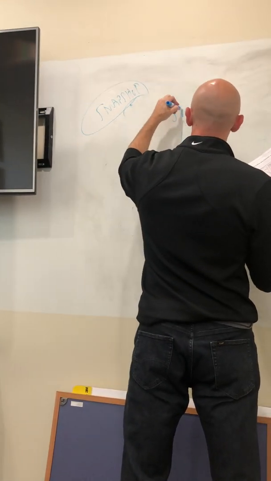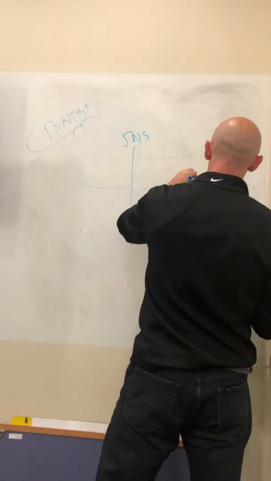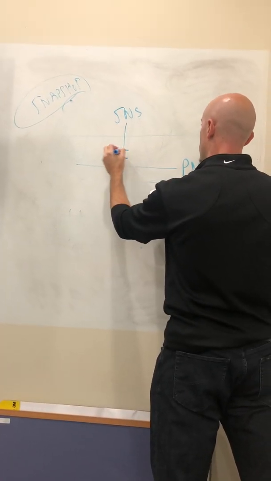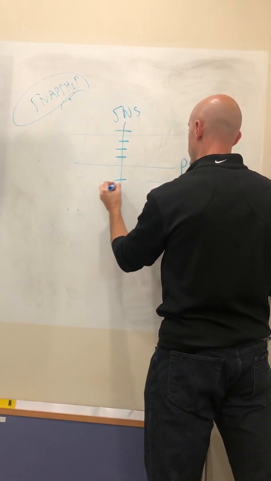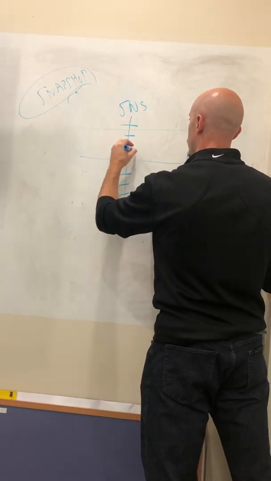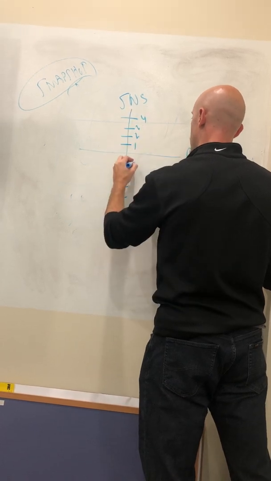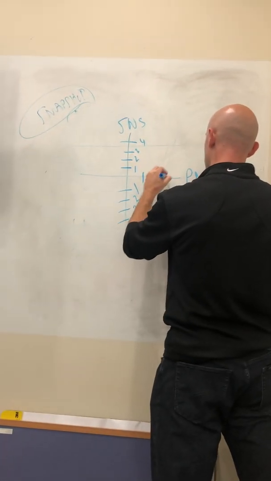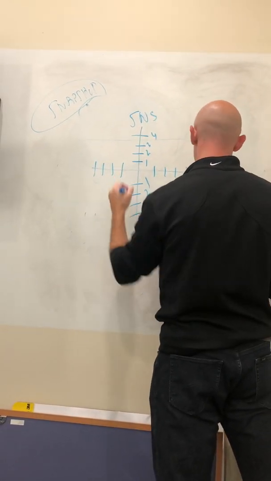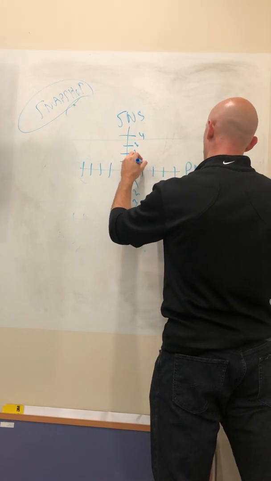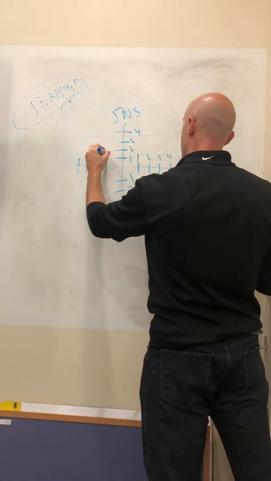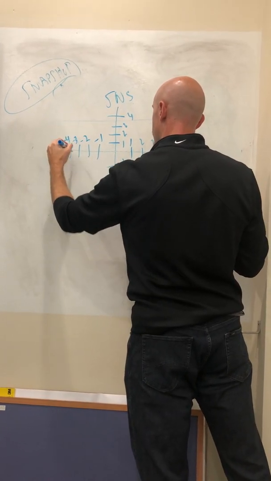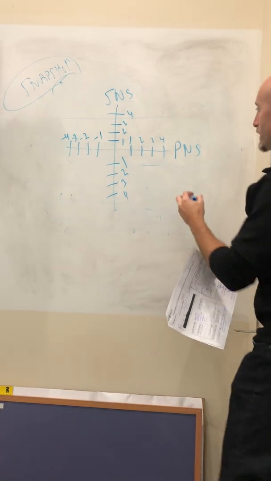Now, when we take a look at this graph, and I'll put it on the board for everybody. This is the sympathetic nervous system, and then this is the parasympathetic nervous system. And we have positive 1 through 4, and then negative 1 through 4 on each axis. All right.